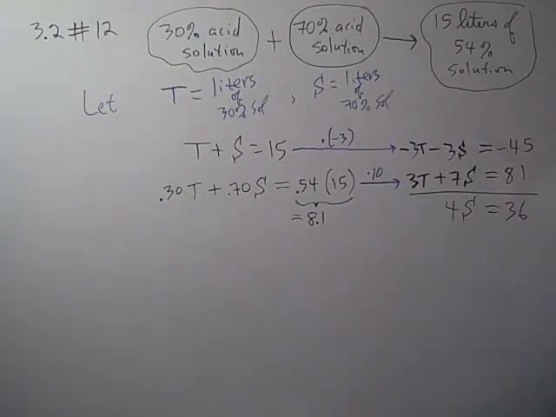So if we divide that last equation by 4 on both sides, we find that S, which is the number of liters of 70% acid solution, equals 9. 4 goes into 36 9 times. 9 liters.